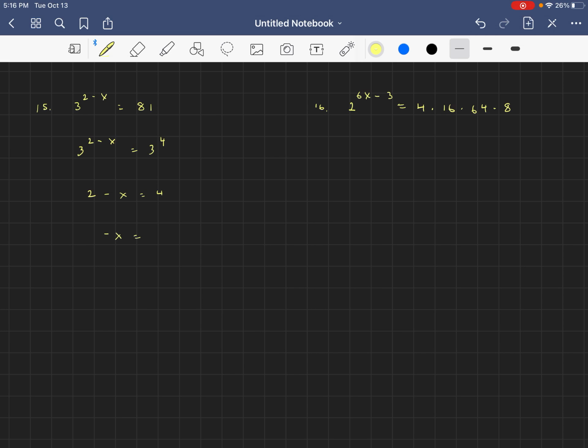I'm going to subtract my 2 over, and I'm just going to do a simple sign change. The domain for exponential graphs is all real, so there's no reason why that wouldn't check.